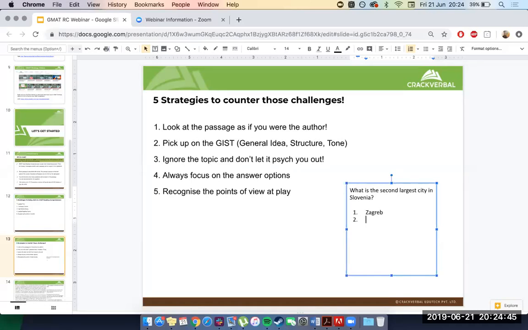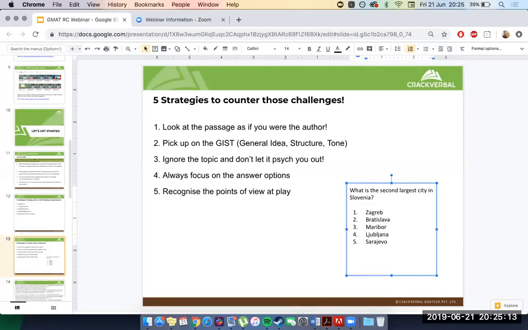Let's try Zagreb, Bratislava, Maribor, Ljubljana, and Sarajevo. Okay, now this is a difficult question, right? If you know the answer to this question, you can put it in the chat if you know it for sure. But that's a difficult question. How are you going to know the answer to this, right?